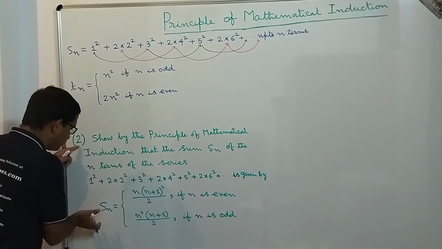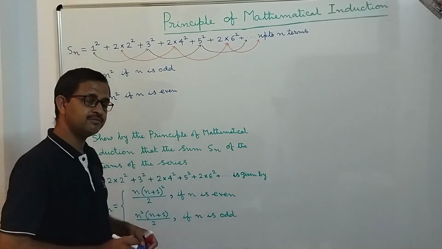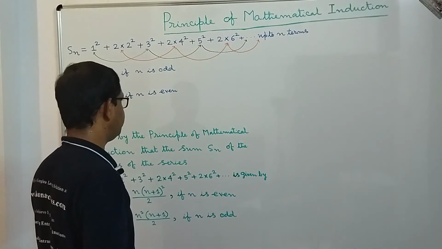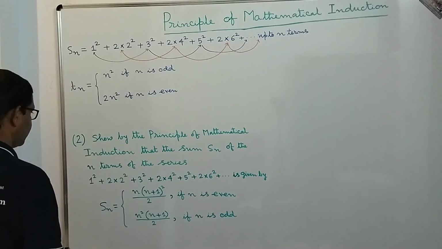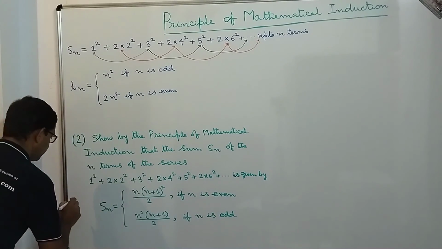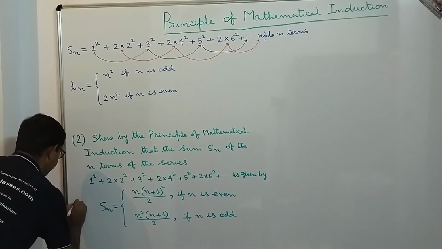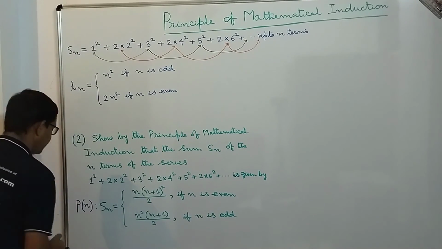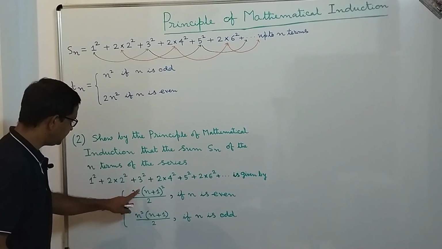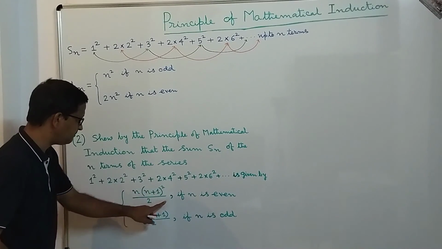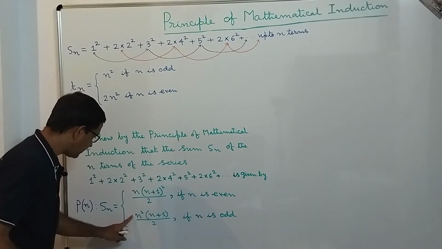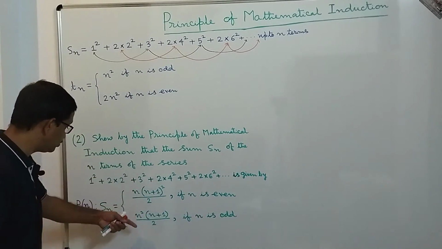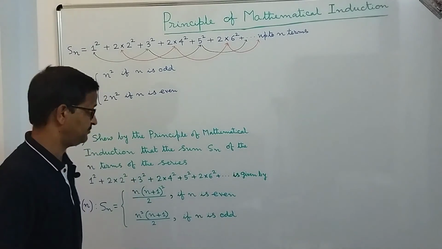Now, as we need to prove this question by the principle of mathematical induction, let us first define Pn, the mathematical statement or proposition. Pn is this: Sn is equal to n into n plus 1 whole square by 2 if n is even, and n square into n plus 1 by 2 if n is odd, and that we need to prove for any natural number n.